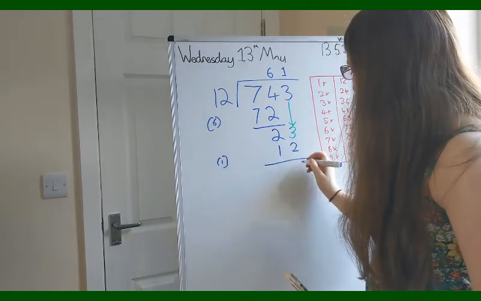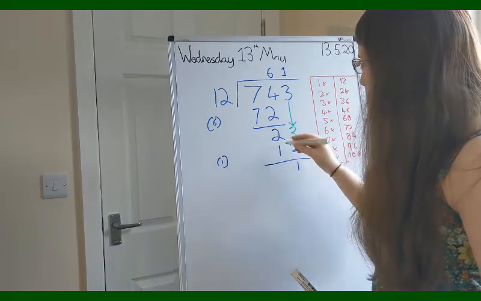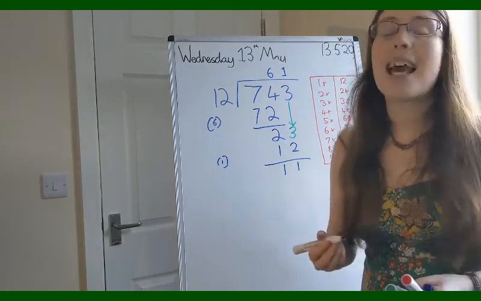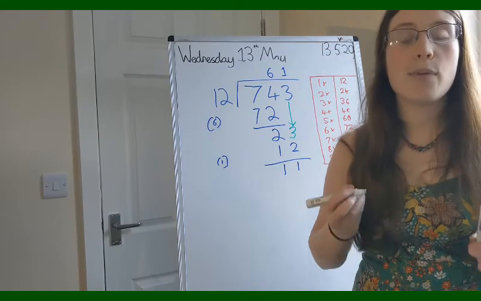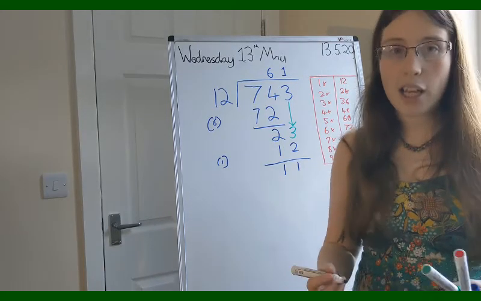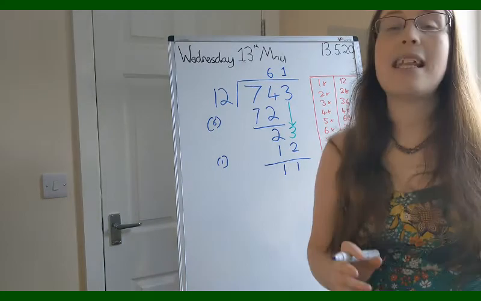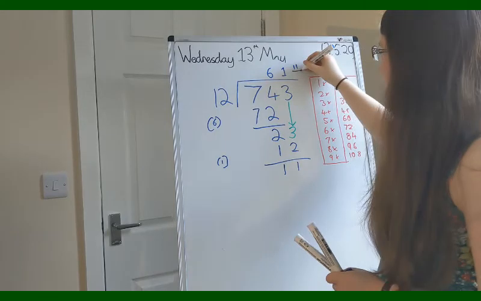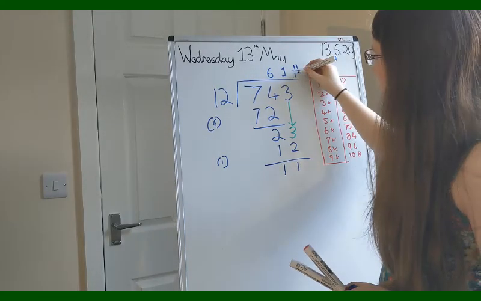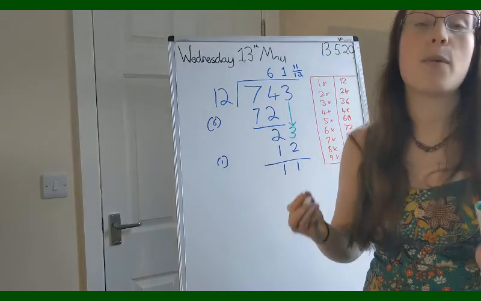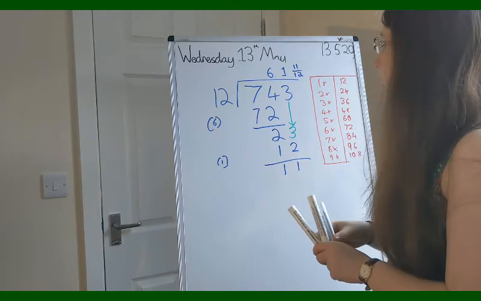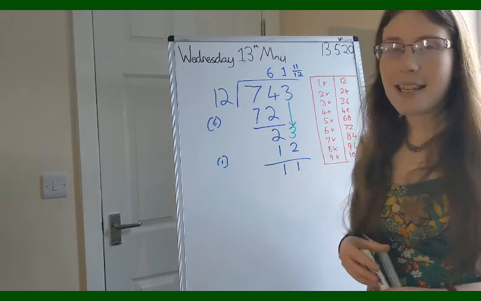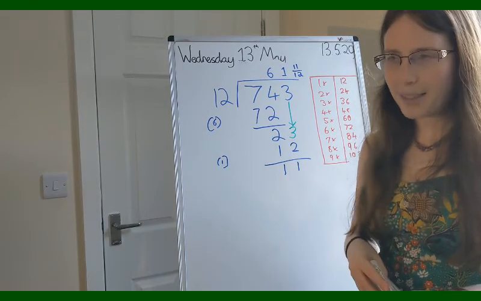23 take away 12: 3 take away 2 is 1, 2 take away 1 is 1, so 23 take away 12 is 11. Can I subtract any more groups of 12 from 11? I can't, so I know that 11 is my leftover amount. So 11 is going to be my numerator, and 12 is going to be my denominator because it's my divisor, the number I was dividing by. So the answer, 743 divided by 12, is 61 and 11 twelfths.